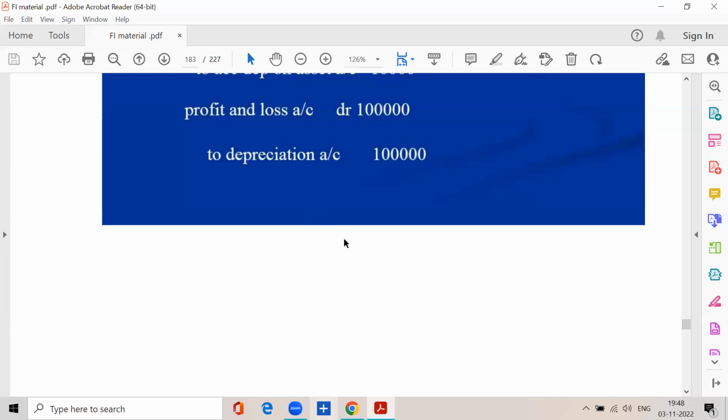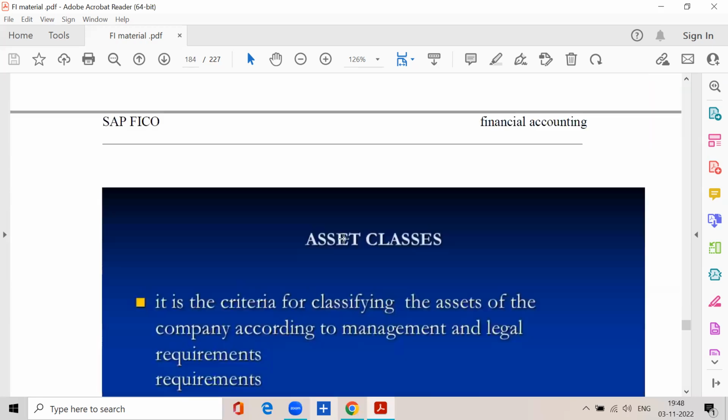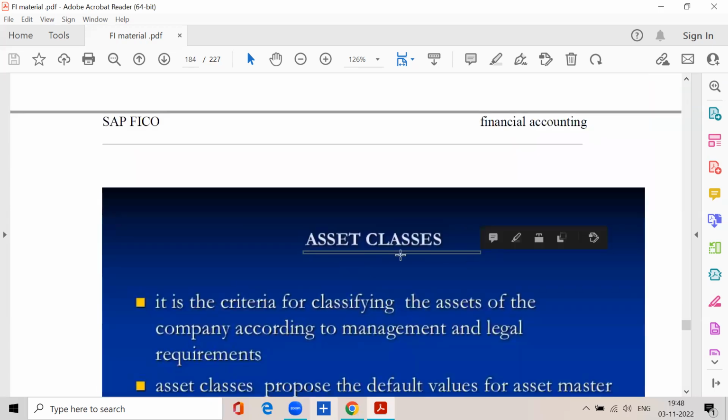Now, the fixed asset master record number is taken from asset classes. Now, what is this asset class?